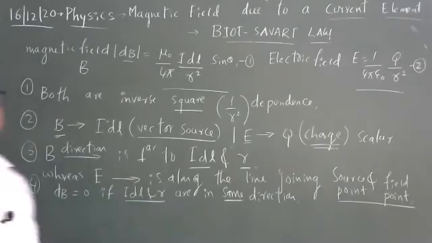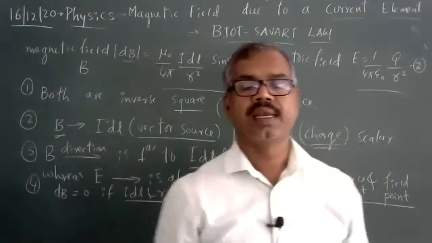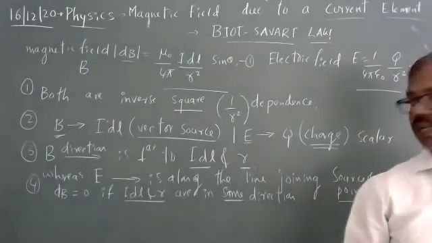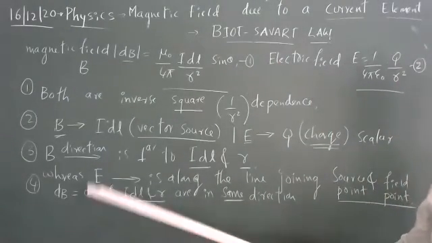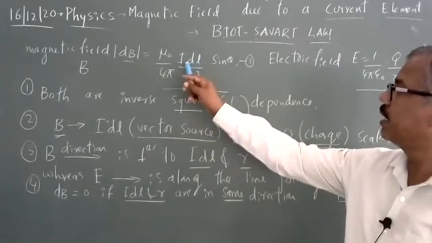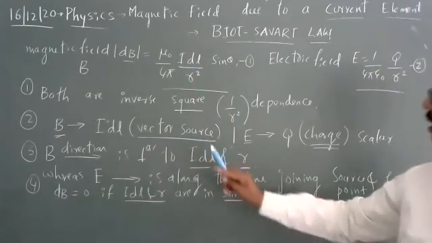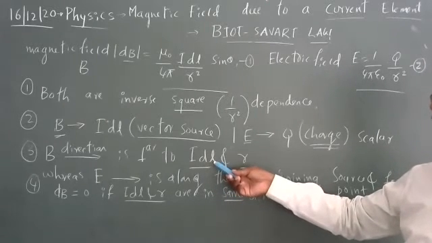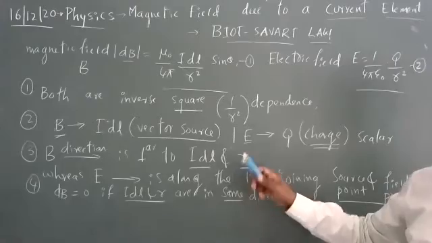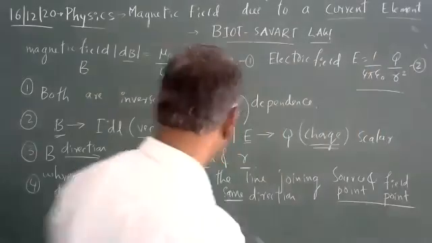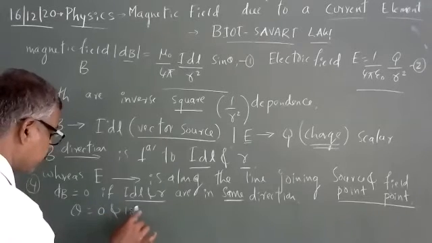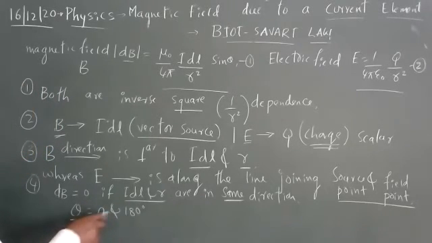Whereas that is not the case for the electric field. If the electric field is positive, it is radially outward. If it is negative, it is radially inward. In the case of the magnetic field, it is 0 if Idl and r are parallel or anti-parallel. If Idl and r are parallel, theta equals 0, and anti-parallel means opposite, hence there will be no magnetic field. For theta equal to 0 and 180 degrees, your magnetic field is going to be 0.